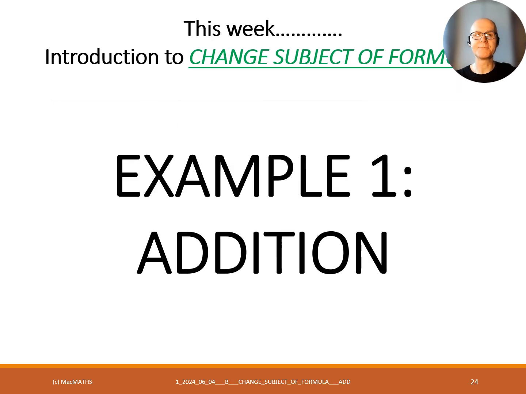Let's look at some examples. We're specifically looking at addition of variables or numbers in this particular lesson. We'll look at subtraction in the next lesson, and multiplication and division in subsequent lessons as well, of course.